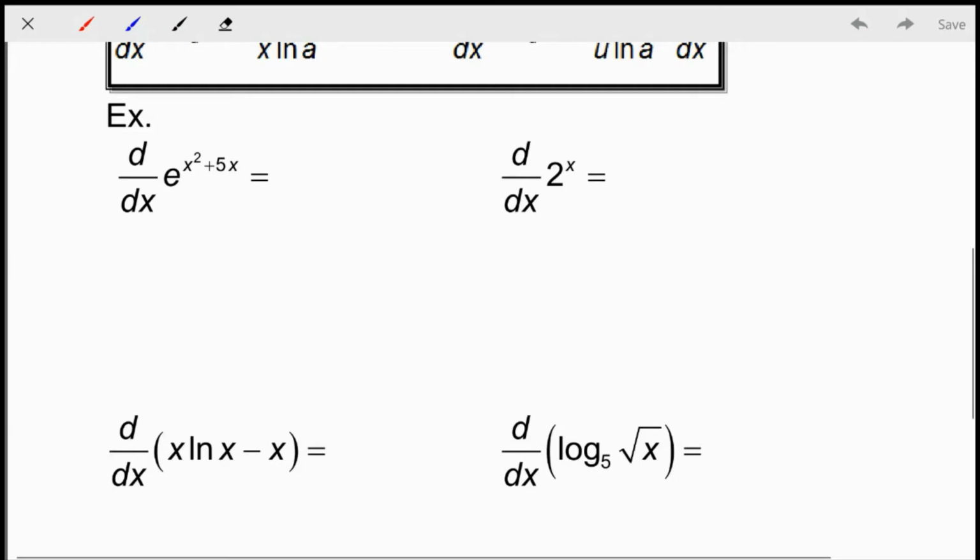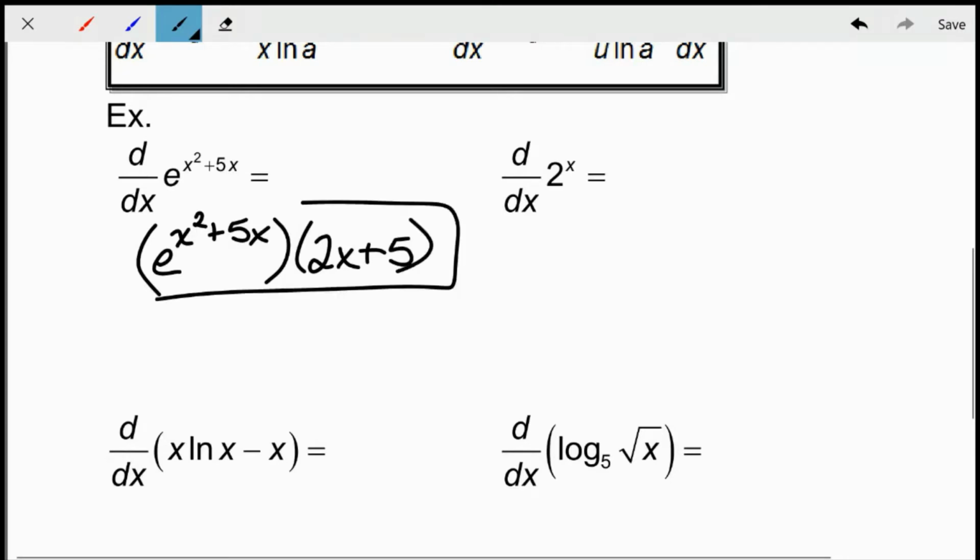So this is an example of e to the u, this first problem. For my derivative, I would have e to the u, e to the x squared plus 5x, times du dx. Well, the derivative of u here would be 2x plus 5. And that's my solution. That's it. Just basically one step. Really, really simple.